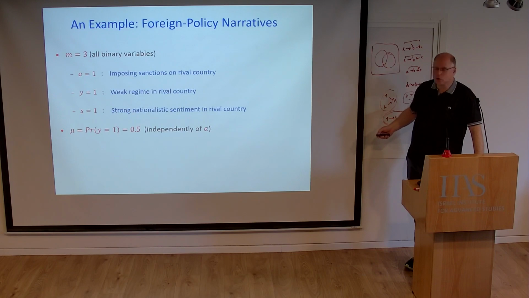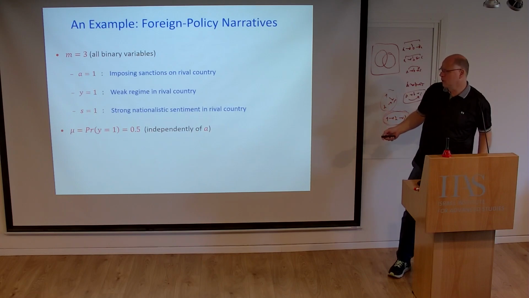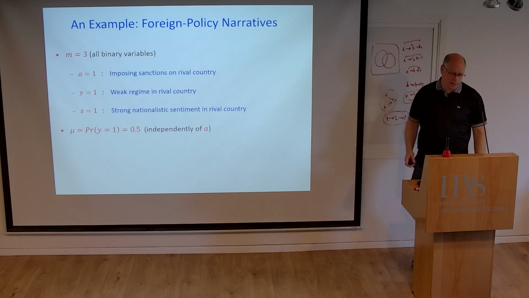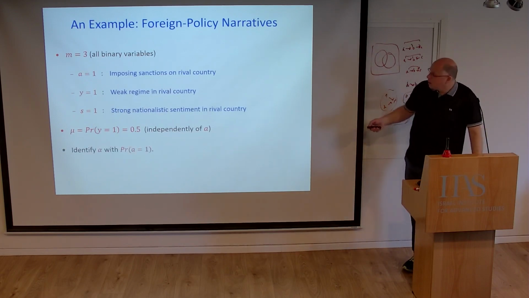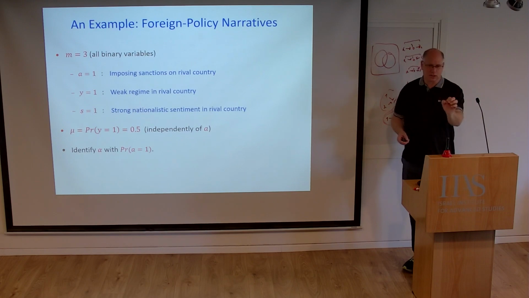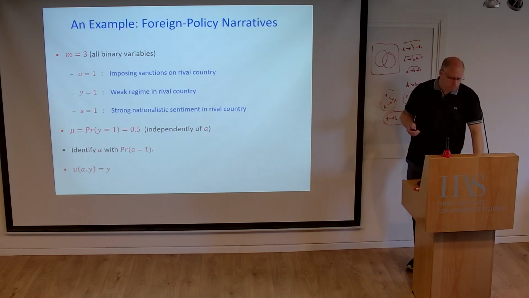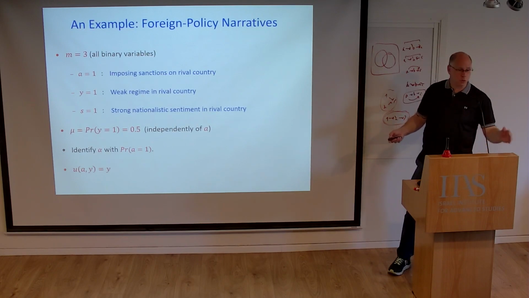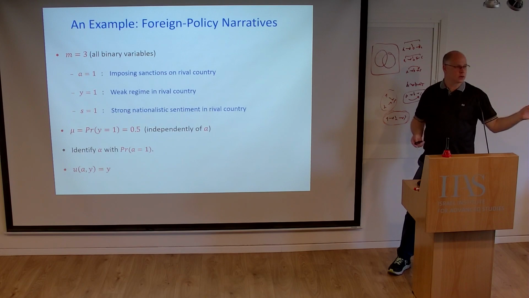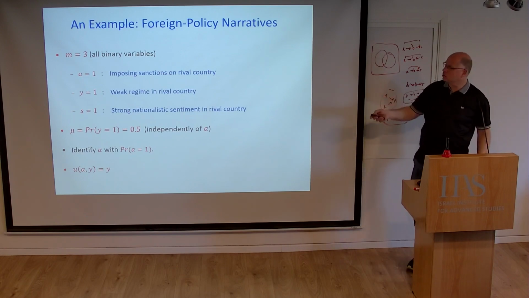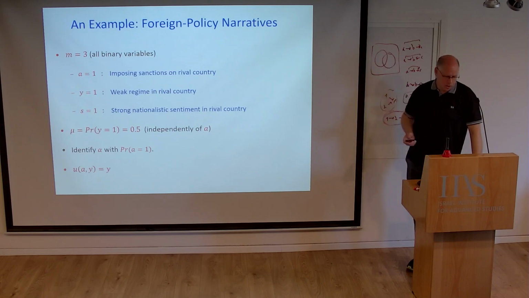As usual, today I'm assuming total impotence. Nothing you can do will affect Y. So Y is equally likely to be 0 or 1 independently of what you do. Alpha, let's just identify that with the probability of imposing sanctions. And suppose that the utility function is just Y. Maybe it's related to your question before. So A itself is costless. It's a weird assumption in the context of sanctions, but just for the sake of this example, the only thing you care about is that you would want to weaken the regime in this hostile country.